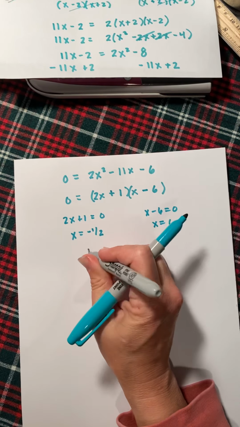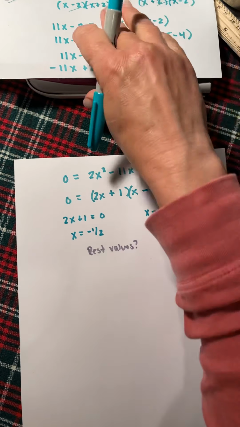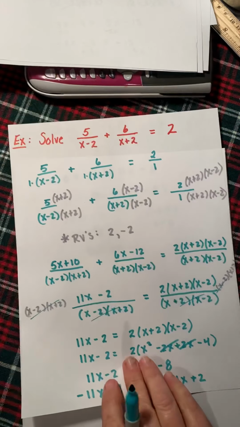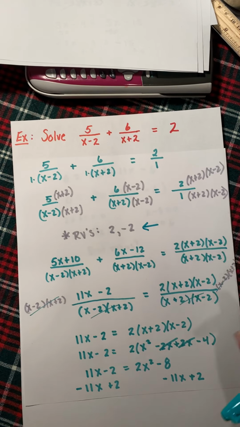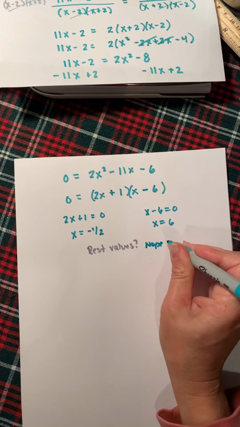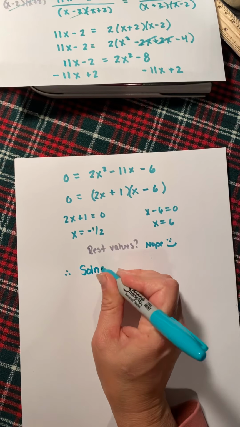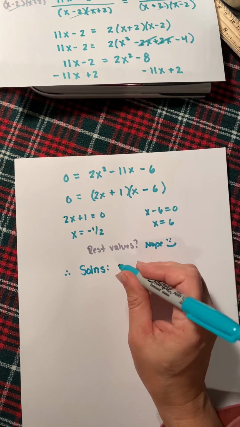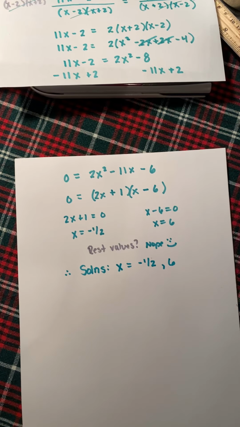Are they restricted values? So now I gotta go all the way back. Well, our restricted values were 2 and negative 2 right here. So neither one of these are restricted values. Yep. So therefore, they are both solutions. And you may get more than one solution to a rational expression. X equals negative 1/2, and 6 is your other solution. So again, I challenge you, go put these back into the original and check.